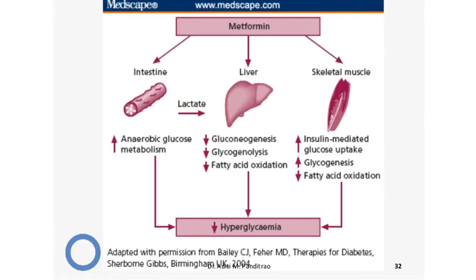Here is a picture. You can see how metformin acts. So first of all, metformin acts on the liver and it causes a decrease in gluconeogenesis, glycogenolysis, and fatty acid oxidation that leads to decreased blood glucose level. By acting on the skeletal muscle, it increases the insulin mediated glucose uptake, it increases glycogenesis, and it decreases fatty acid oxidation. All these three effects will decrease the hyperglycemia.